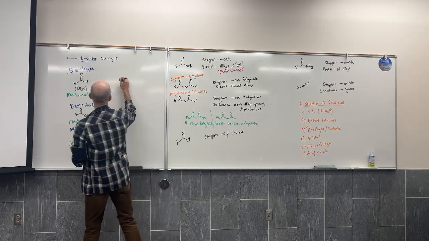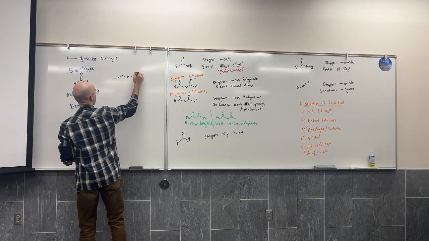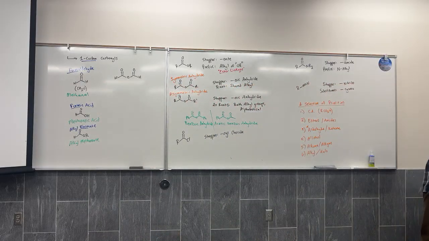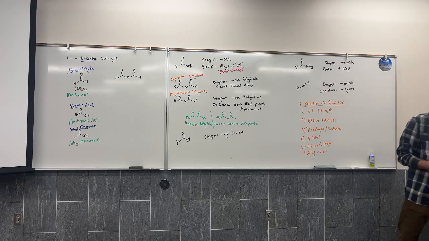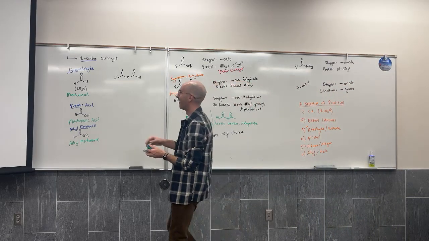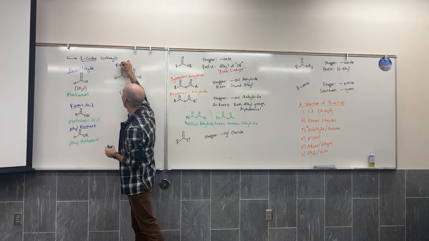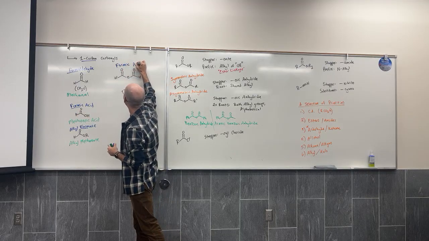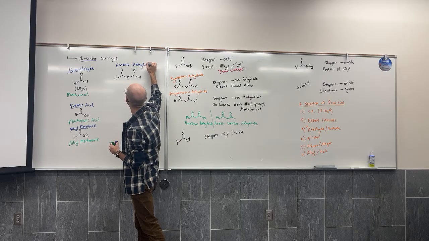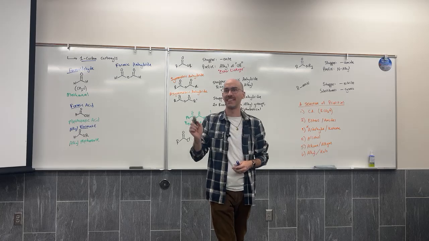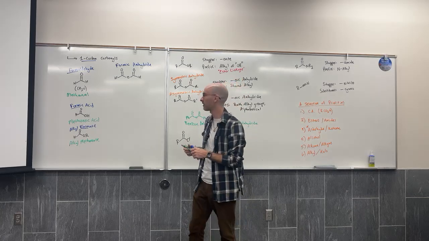Can you give me both the common and the systematic name for this compound? Someone give me the common name. Formic anhydride. Remember, in that common name, the O is not assigned. And the systematic name for this compound?